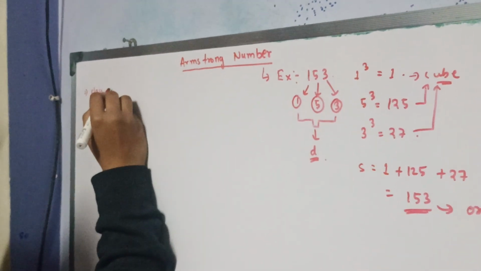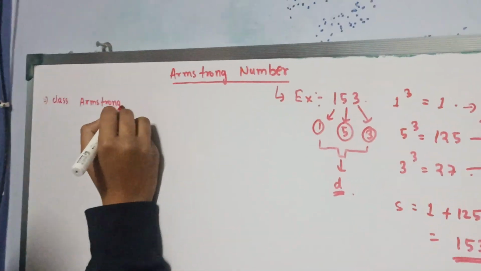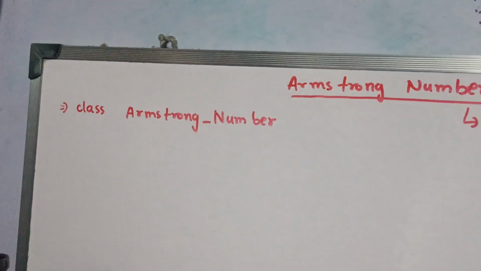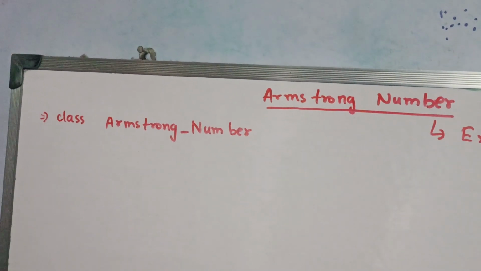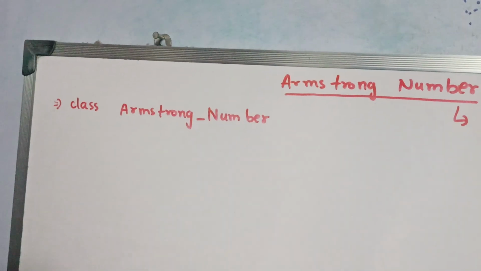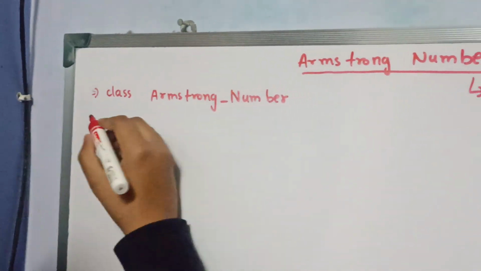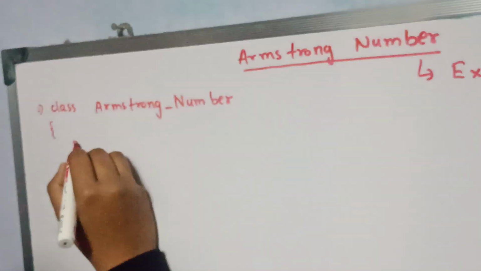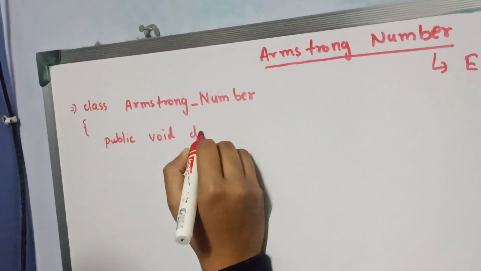Class Armstrong number. So we have to declare a class to start a Java program, and I named the class Armstrong number. So this is the declaration of the class. Next we have to initialize a method, a public method with void return type.